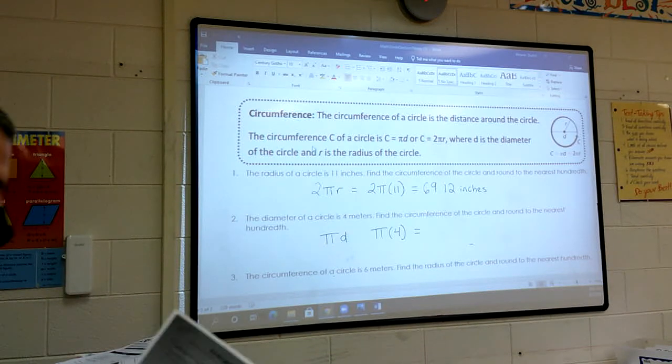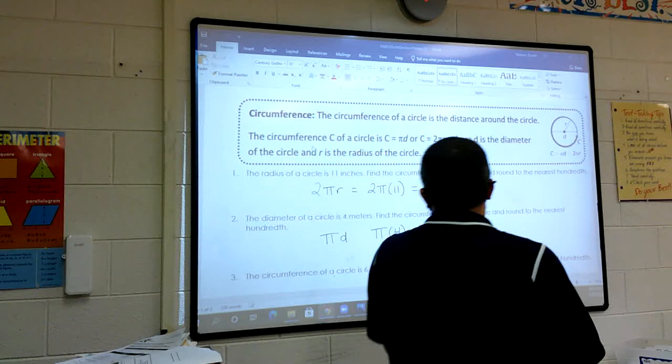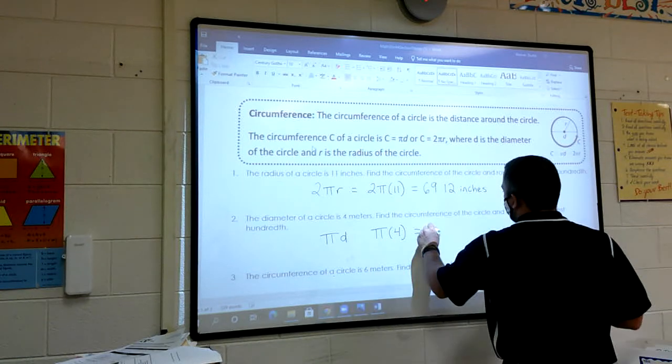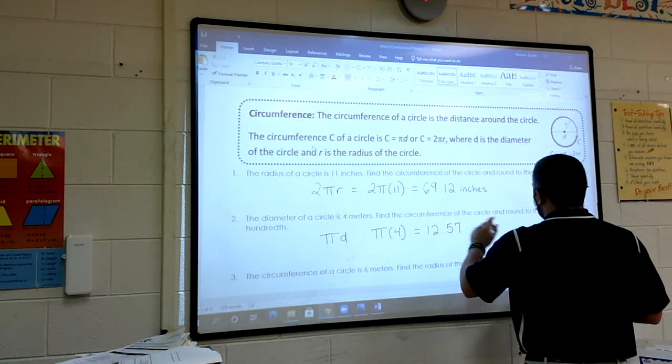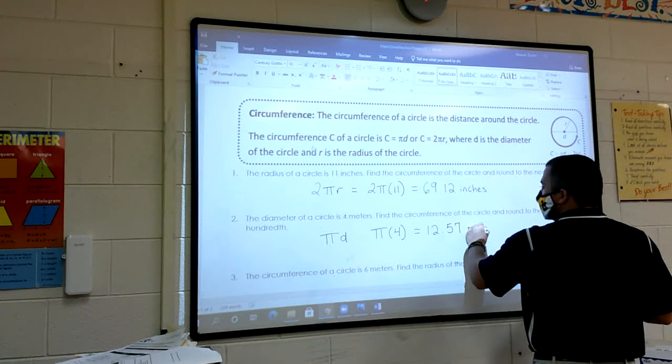So 12.566, so that's 12.57 if we're rounding to 2 decimal places. And again, this one is in meters.